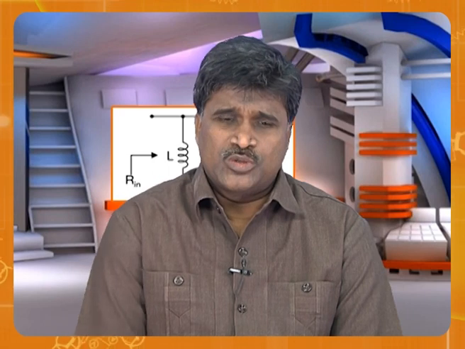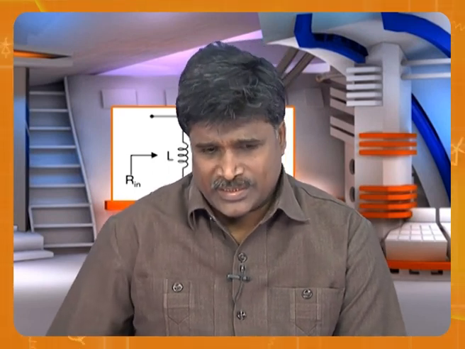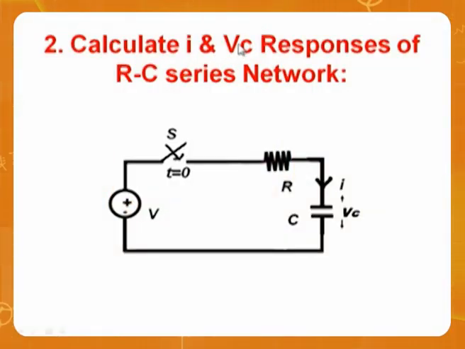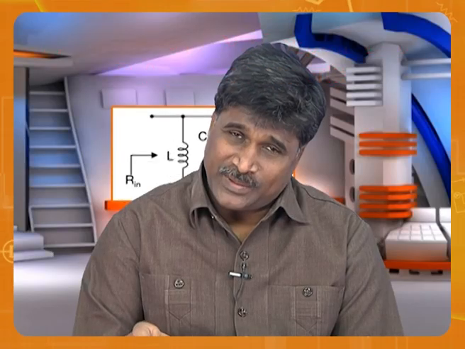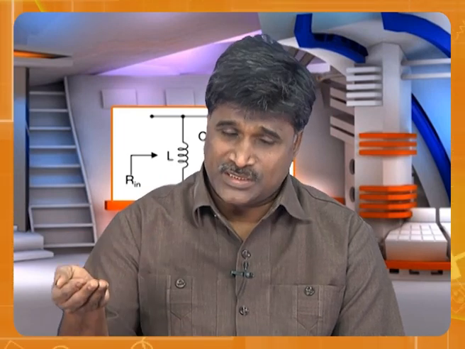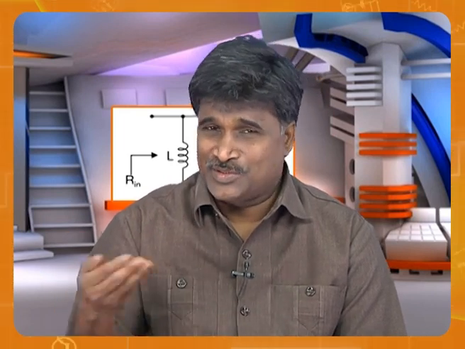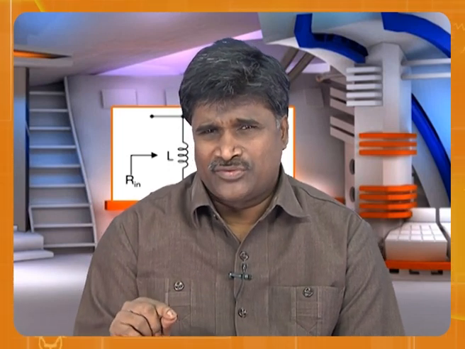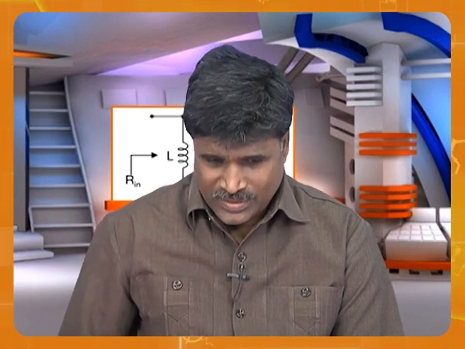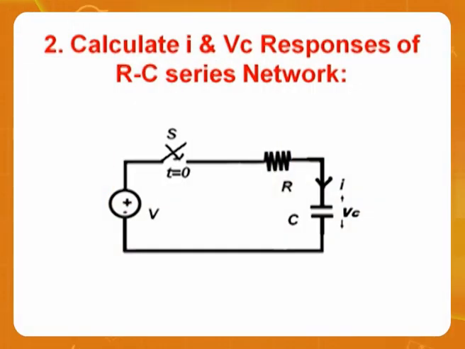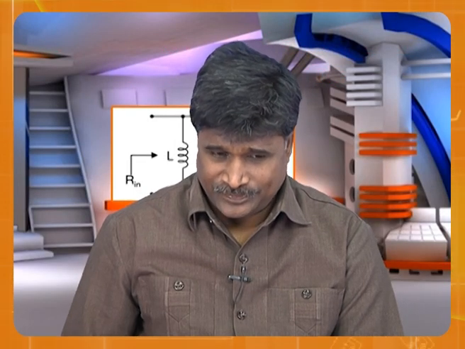Let's go to problem 2. We have to calculate I, and through that I, we have to estimate voltage. Why am I calculating voltage? Because I want to tell you how the capacitor is slowly developing its voltage, thereby storing the energy. Because a capacitor stores energy in the form of voltage. So observe this. Again, I'll take 3 steps: T0 minus, T0 plus, T greater than 0.